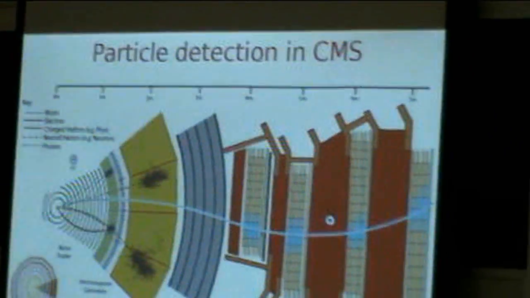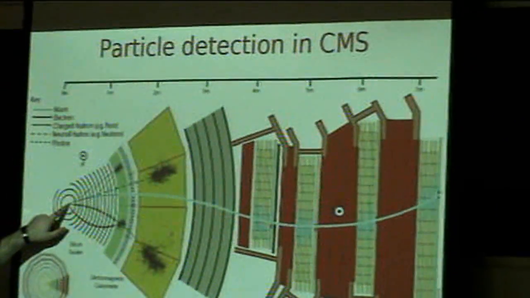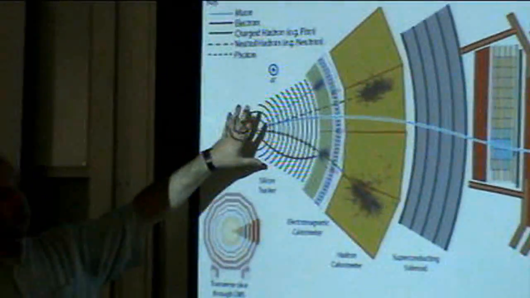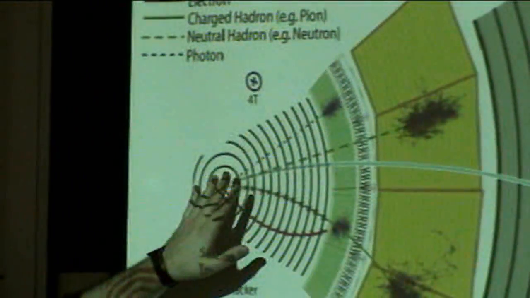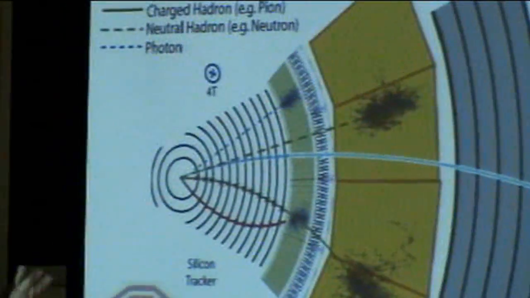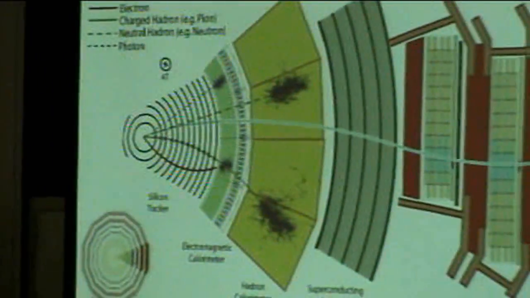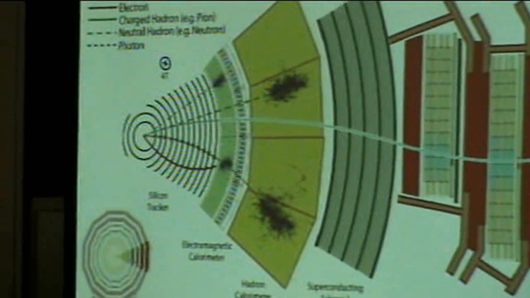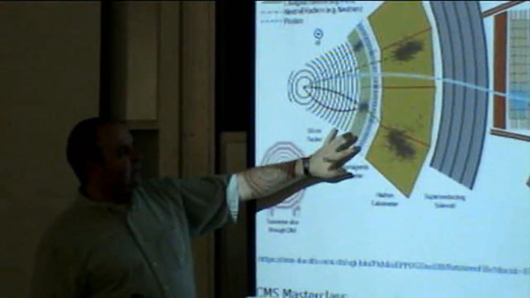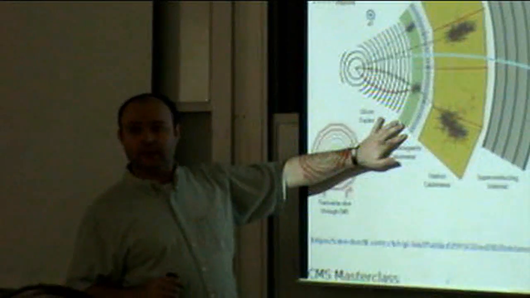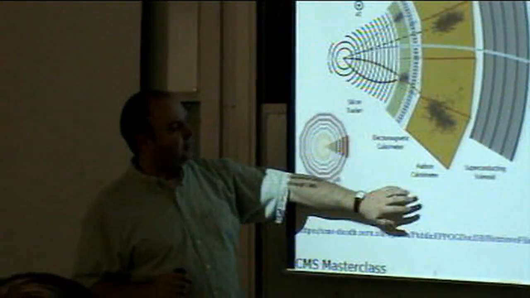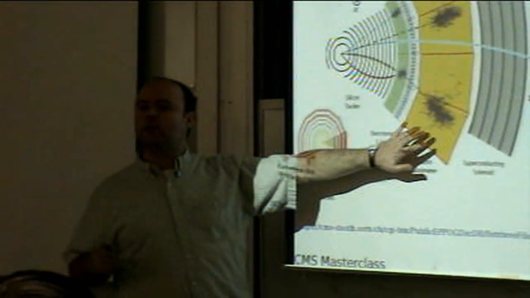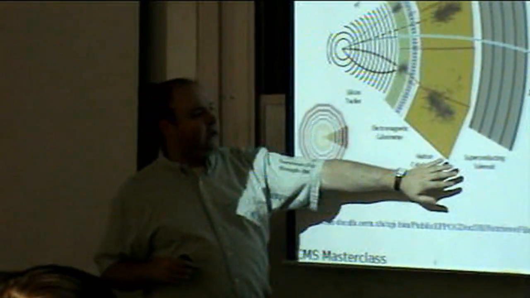So here you see a cutout view. What you have here is that the protons will collide in here, and then the particles will be produced. Depending on what they do in these detectors, we're going to know what they do. The first thing we do is have a silicon tracker that tells us where these charged particles went. Then we stop electrons and photons, and then we stop the hadrons, basically anything that has a quark.